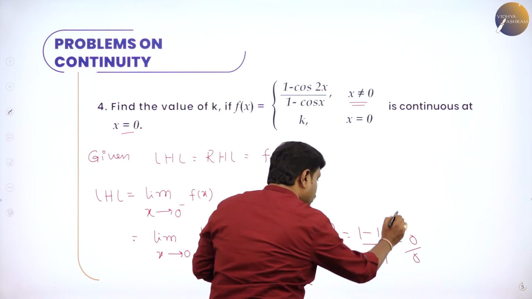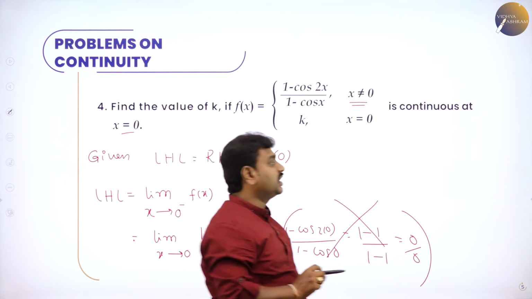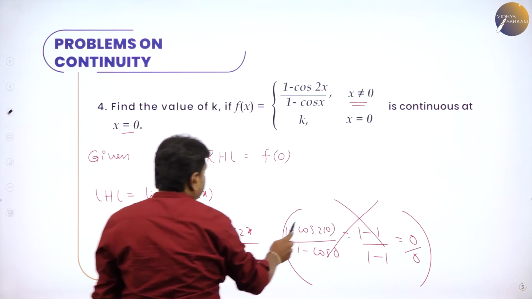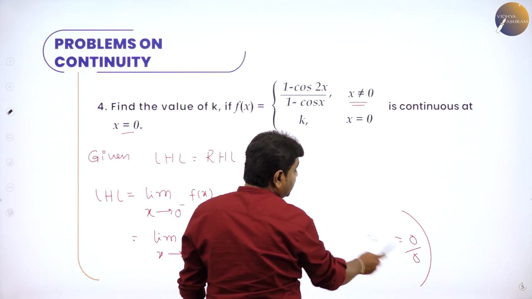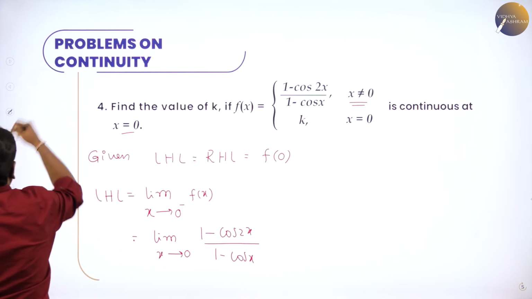Whenever you apply a limit, you should never get this. I told you in my first session, 0 by 0 is indeterminate. We should not get that. So that's why we need to simplify. I just want to tell you the necessity of simplification. That's why I started the session with the basic concepts of limit. So now we'll simplify this and we'll apply the limit.